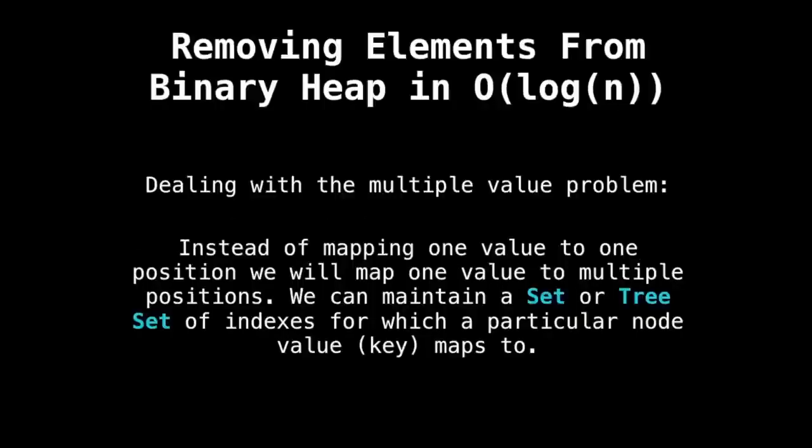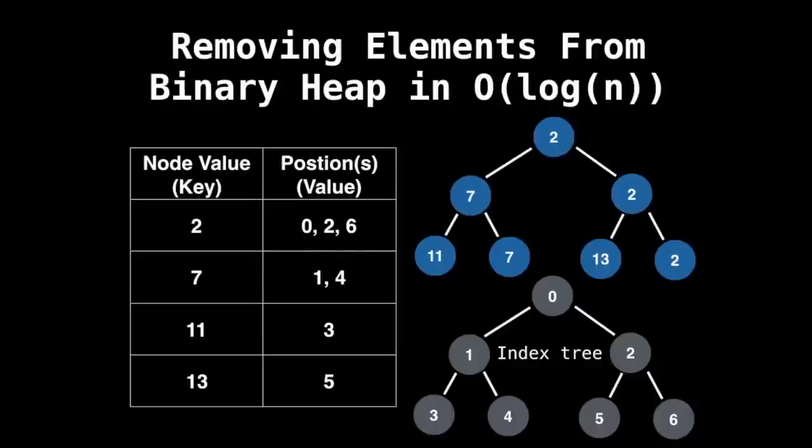To begin with, let's talk about how we can deal with the multiple value problem. Instead of mapping one value to one position, we will map one value to multiple positions. And we can do this by maintaining a set or a tree set of indices for which a particular node value or key, if you want, maps to. So we're going to example.